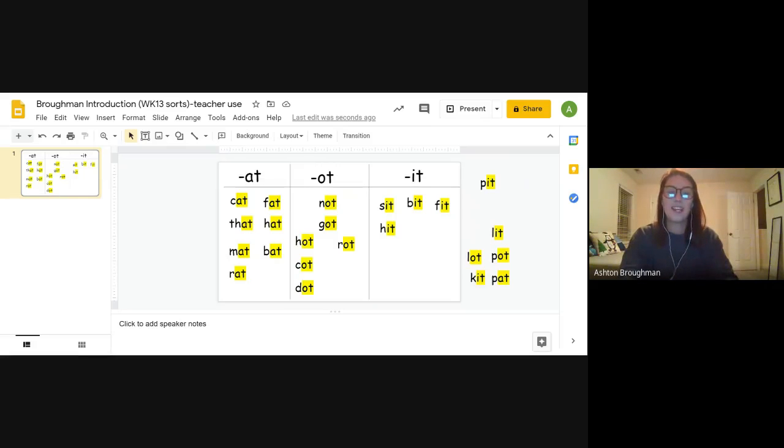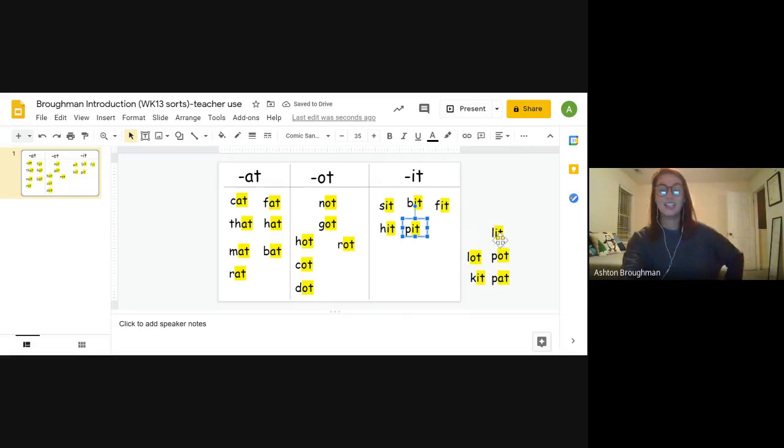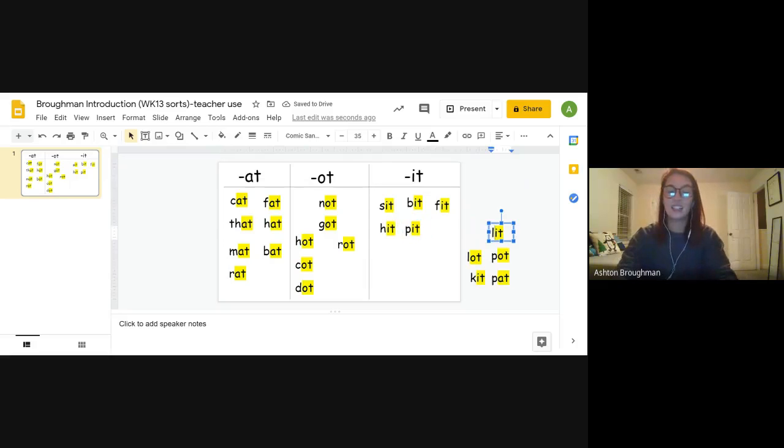So what word did we make? Hit. Good job. And what word family does the word hit belong to? Good. The IT word family. It. The it word family because it ends in IT.